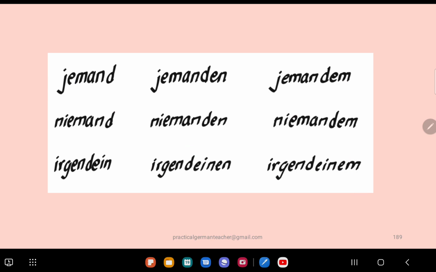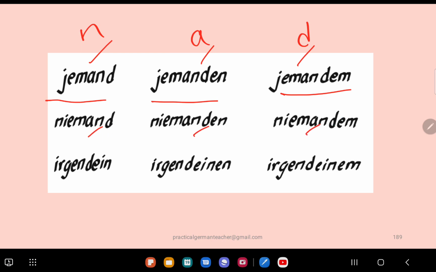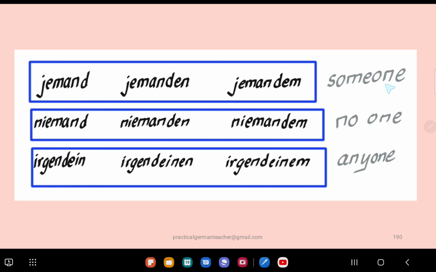Then why do I have this blank? Not blank, but seemingly blank. So what is jemand, jemanden, jemandem? It means someone in nominative, accusative, dative case. Niemand, niemanden, niemandem. Again, nominative, accusative, dative case. No one, no one, no one. What is this? Irgendein, irgendeinen, irgendeinem. Again, anyone, anyone, anyone, but nominative, accusative, dative case. Whenever you want to say this, you want to use these pronouns. Okay. So someone, no one, anyone.